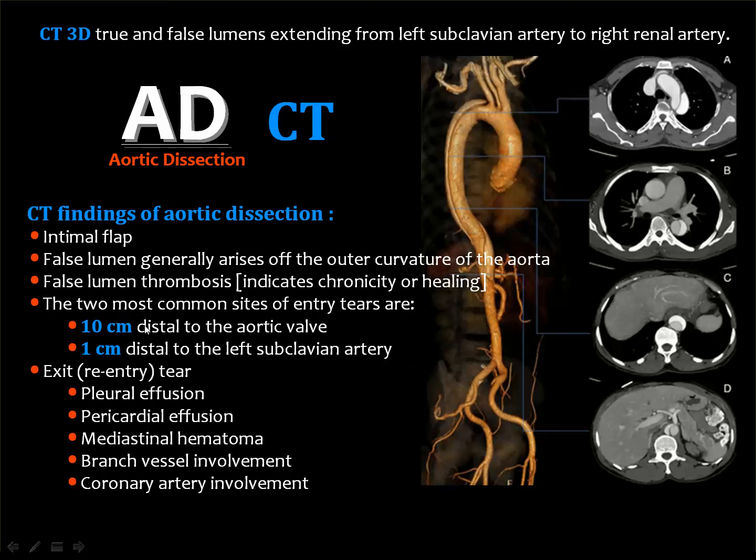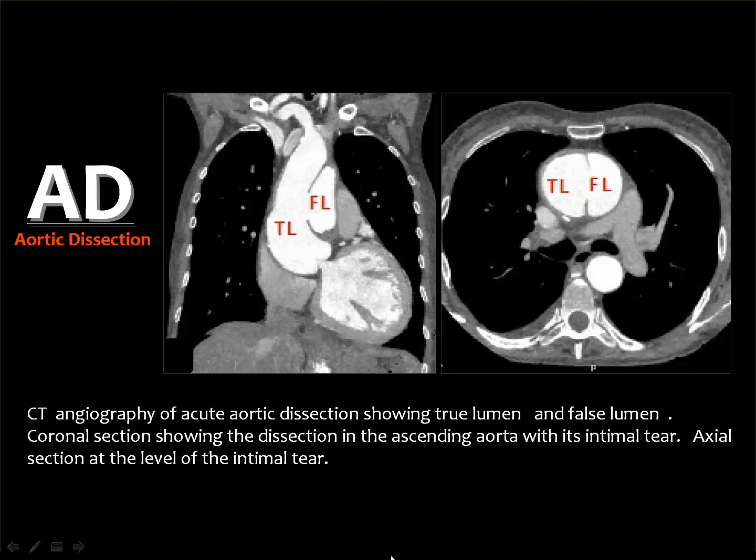As mentioned before, the most common sites of dissection are 10 centimeters from the aortic valve and 1 centimeter distal to the left subclavian artery. The exit or re-entry tear may result in pleural effusion, pericardial effusion, mediastinal hematoma, branch vessel involvement, or involvement of the coronary artery.